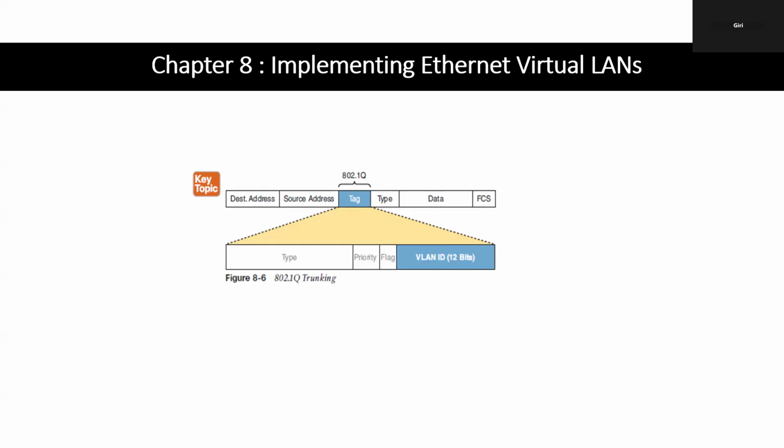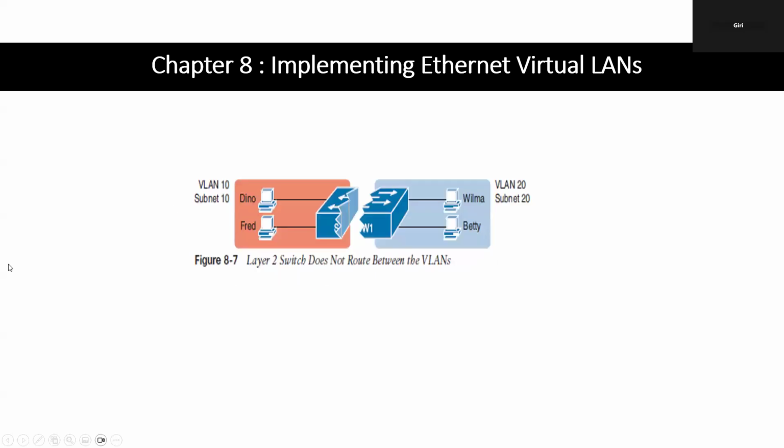So layer two switches forward data based on layer two logic. What that means is they forward it based on source and destination MAC address. So a layer two switch with multiple VLANs would forward traffic using layer two logic per VLAN.